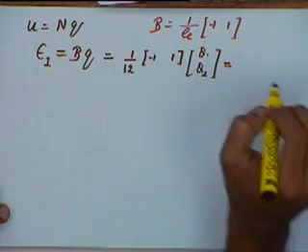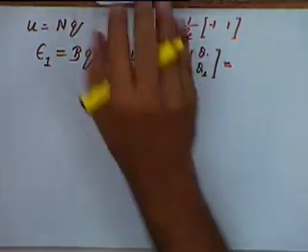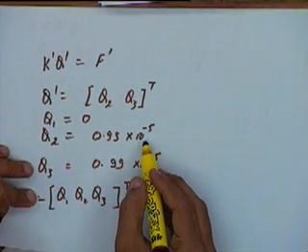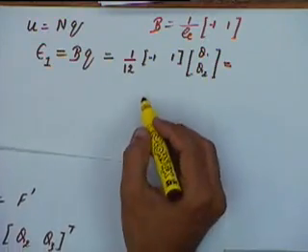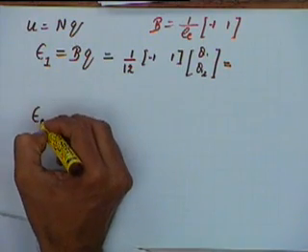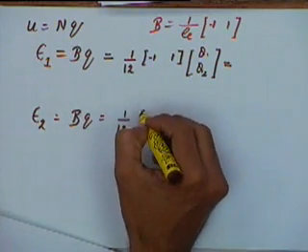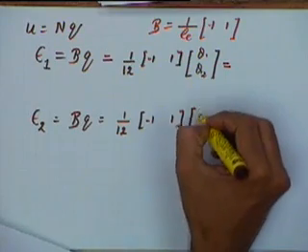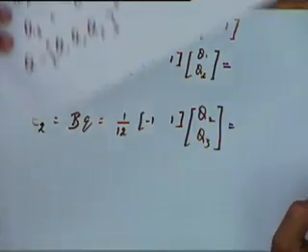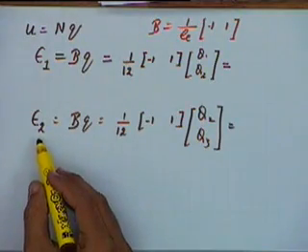So this is multiplied by Q1, Q2, and you can find out what that would be. We know Q1 as 0 and Q2 as 0.93 into 10 to the power minus 5. So from this you can get the value of epsilon in the first element. Similarly, epsilon in the second element will be B times Q, which will be 1 over 12 into minus 1 1 multiplied by Q2, Q3. Q2 and Q3 are again obtained from here, so I can get the value of epsilon in the second element.